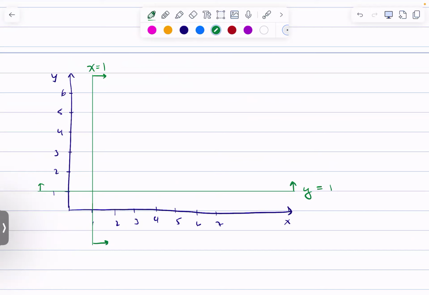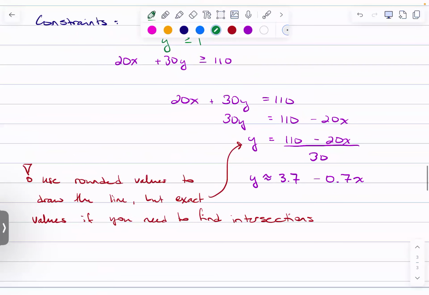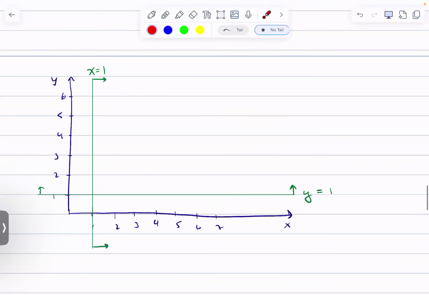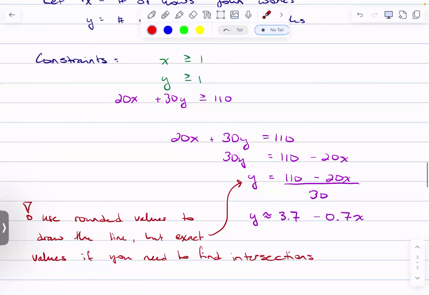Now let's draw the more complicated line. I'm going to use these rounded values just to get an idea of where the line goes. But then, like I said, you're going to use the exact values to find the intersections if we need them. Maybe we don't even need them. What would the line look like if we don't even need them? Maybe something below this intersection here. We wouldn't need it. But surprise, surprise, we will.